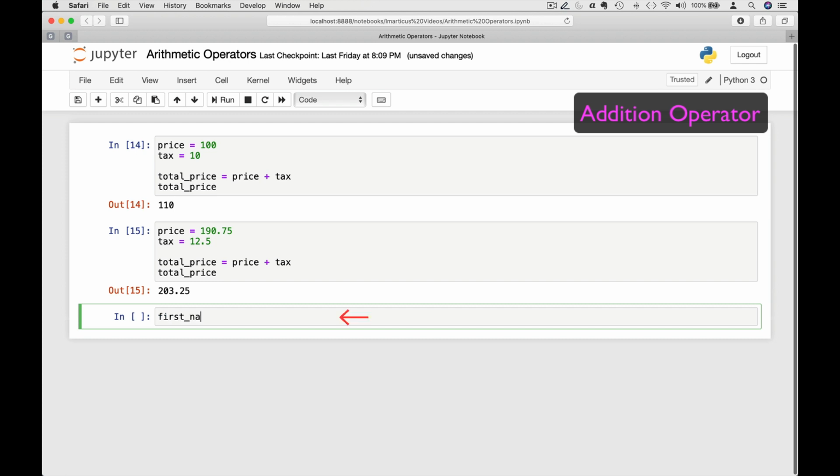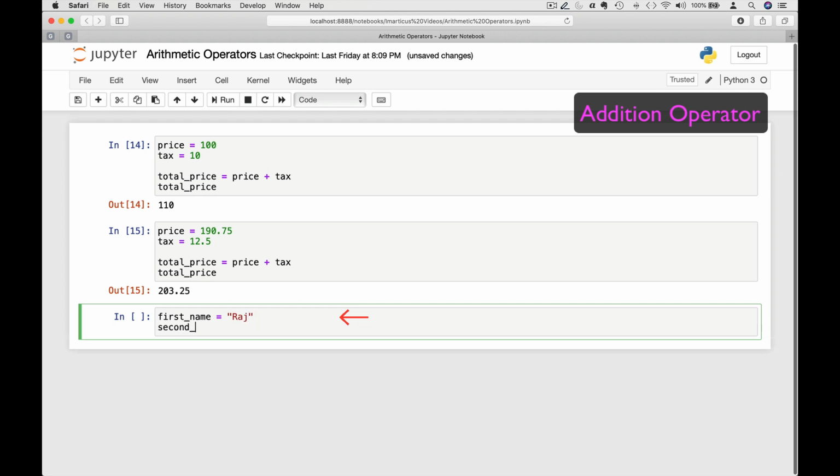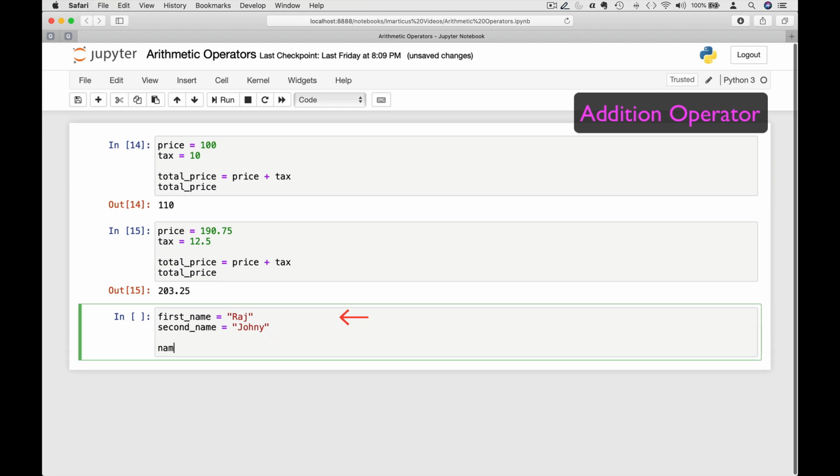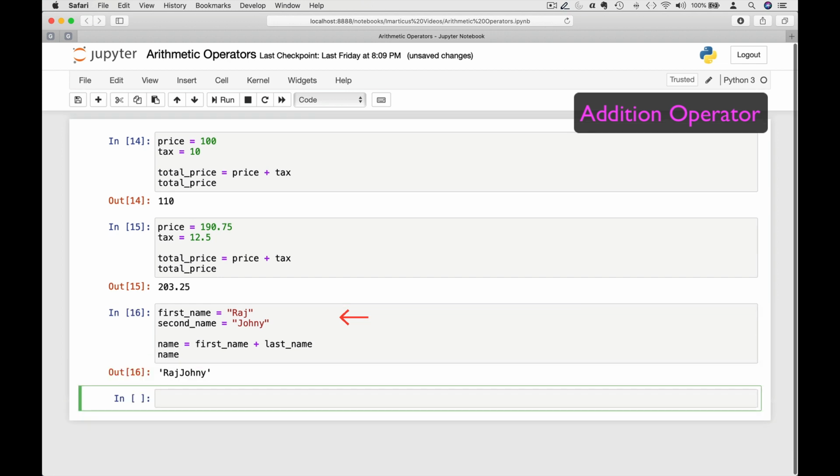Let us see how this addition operator behaves on string variables. We say first name is equal to Raj and we say last name is equal to Johnny. Can we say name is equal to first name plus last name? And we see that the name is RajJohnny. What Python has done is it has simply concatenated two strings. Note that no space has been given between Raj and Johnny.